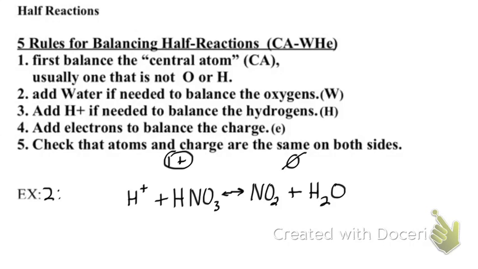The way we fix that, add electrons to balance the charge. Electrons are very handy because they'll solve our charge problem without creating a problem of their own, because they don't have mass. So really all they are is just a negative charge. When we add one negative charge to a positive charge, they cancel each other out and our charges are fine.